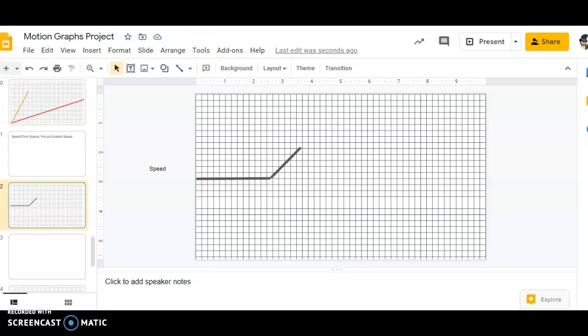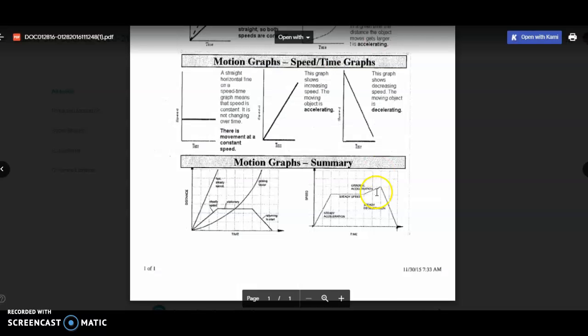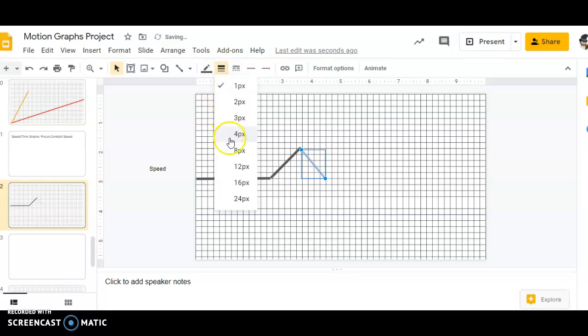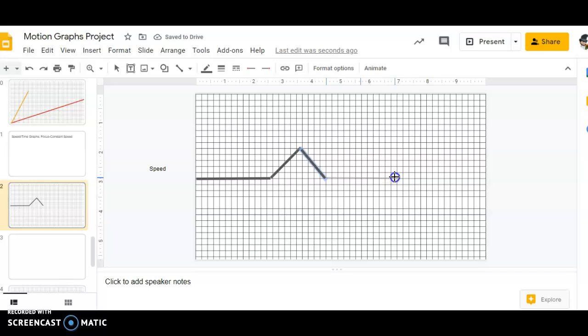So what does slowing down look like? Well, let's go back and look. This is decelerating. Okay, so I go back into my graph. Do I have my, there it is. And I decelerate. I'm going to change the thickness of that line. And then I'm going to drive at a constant speed again. And I'm done. So this is what my graph would look like.